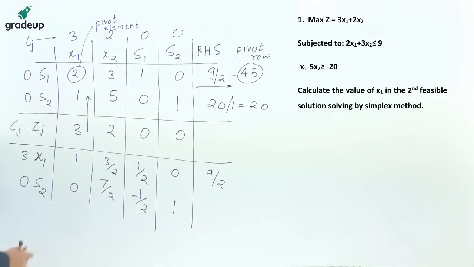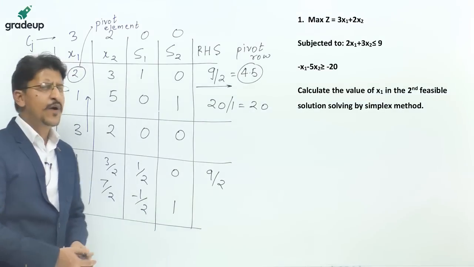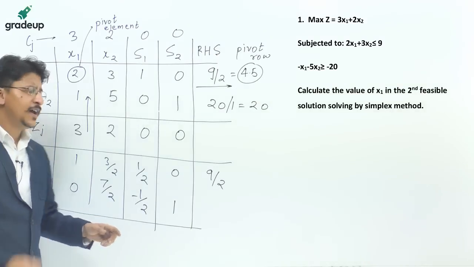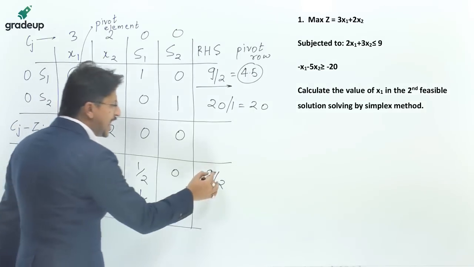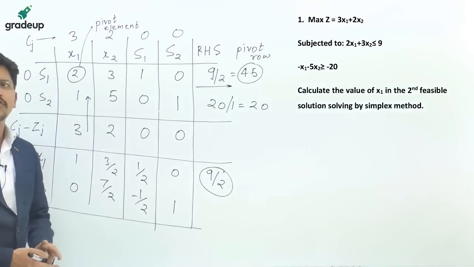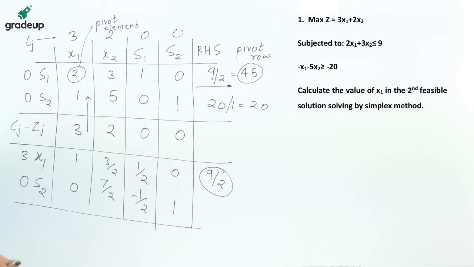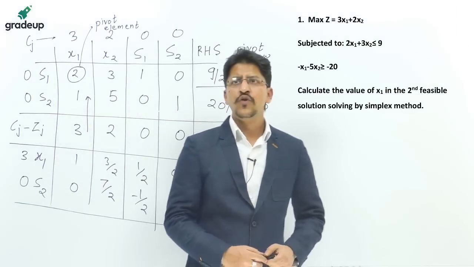Now finding Cj minus Zj is not really required because the question only asks for the value of x1 in the second feasible solution. This is the second feasible solution, and your answer is 9 by 2. You simply have to find the value of x1, so that becomes equal to 9 by 2.